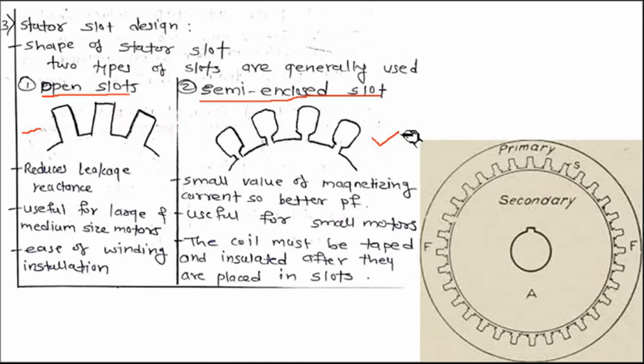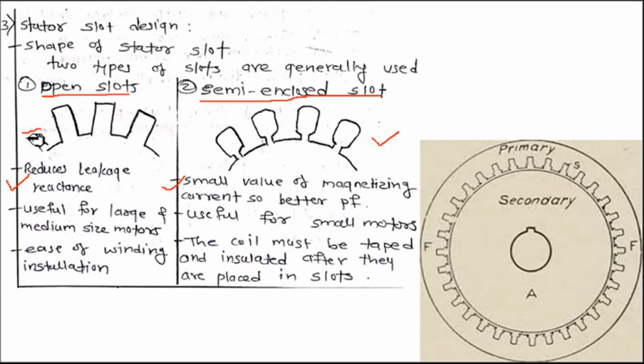What is the difference, or when do we go for open slots and when for semi enclosed slots? When you want to reduce leakage reactance, we prefer open slots, and when there is a small value of magnetizing current, for better power factor, we prefer semi enclosed slots. So remember this: to reduce leakage reactance, you must prefer open slots, and for small value of magnetizing current, that is IM, as well as for better power factor, you must go for semi-enclosed slots.